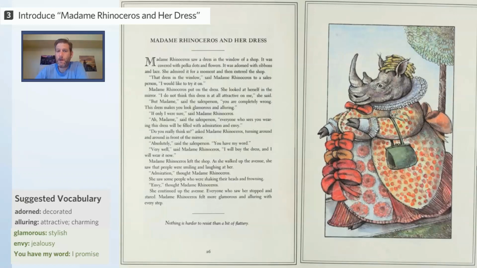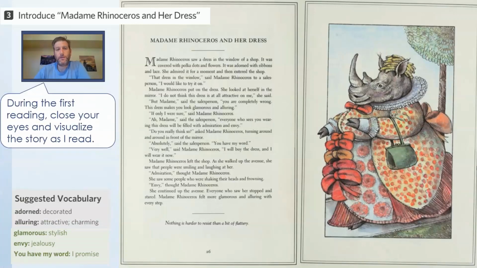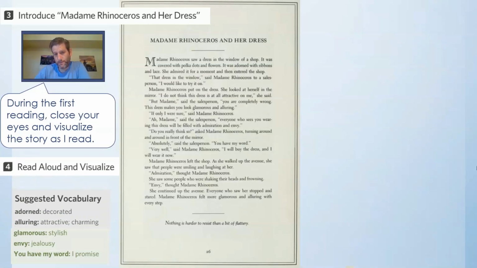This is the part of the story we're going to be reading today. This is called Madame Rhinoceros and Her Dress. Now, during the first reading, and we'll read this twice, I want you to close your eyes and visualize the story as I read.